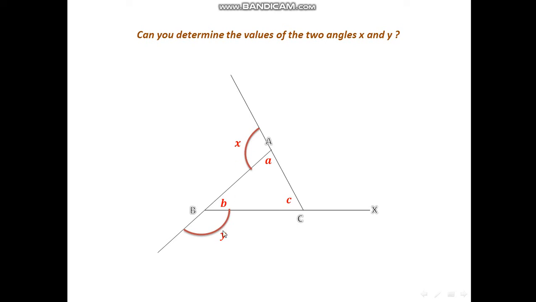How do you say that? X is external. Which angles are opposite to X? You have to add them. This is the value of X. So the angle X equals what? Angle B plus C. They are the opposite angles to X, correct? These are the opposite angles to X, not A. A is adjacent.